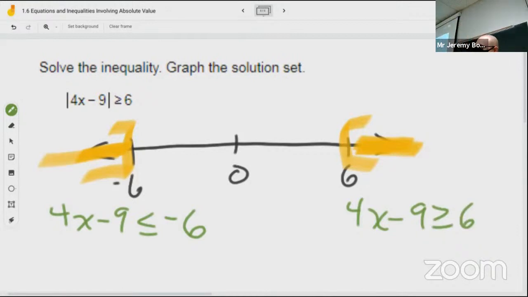Any questions on setting that up? So once we have that, then we just have to solve it. Add 9 to both sides here, and you get 4x is greater than or equal to 3.